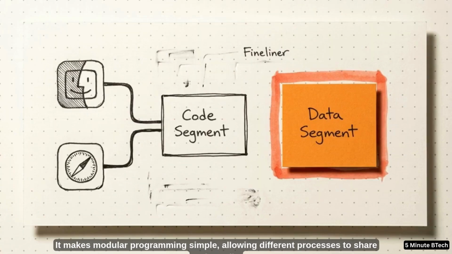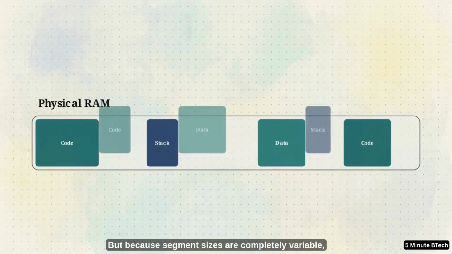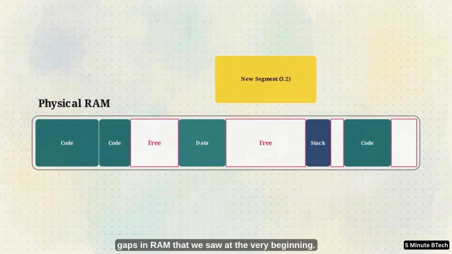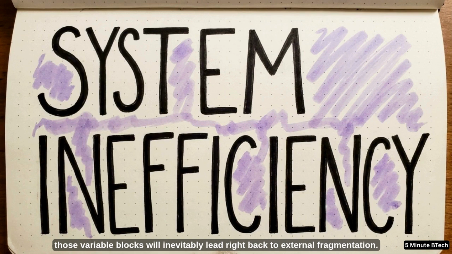It makes modular programming simple, allowing different processes to share code easily while keeping specific data securely protected in isolated segments. But because segment sizes are completely variable, their constant loading and unloading eventually recreates the exact same scattered gaps in RAM that we saw at the very beginning. Segmentation honors human logic and software design, but it fails to eradicate the original crisis. Over time, those variable blocks will inevitably lead right back to external fragmentation.